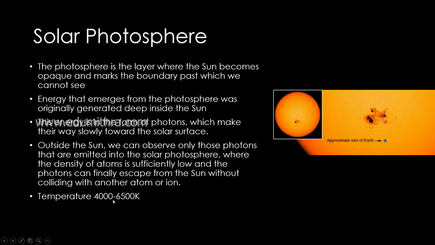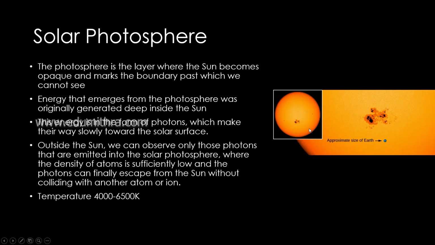I am only talking about the temperature of this photosphere, not the center or anything. The temperature of the photosphere is 4000 to 6500 Kelvin. Even in degrees Celsius it is something around the same, some 3500 or 3700 degrees Celsius. At that temperature nothing solid can exist there. That is why we say that we cannot go there. And you can see the approximate size when compared with the earth. So that is the solar photosphere.